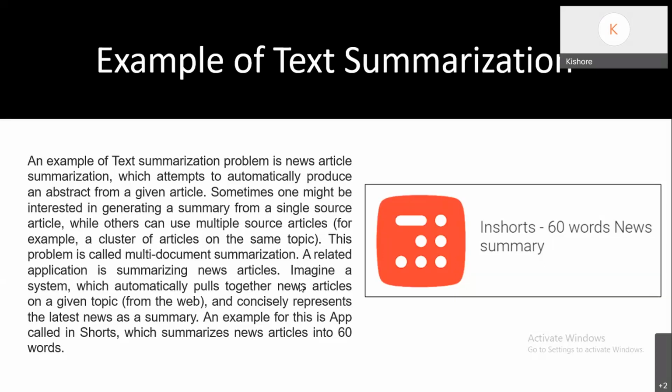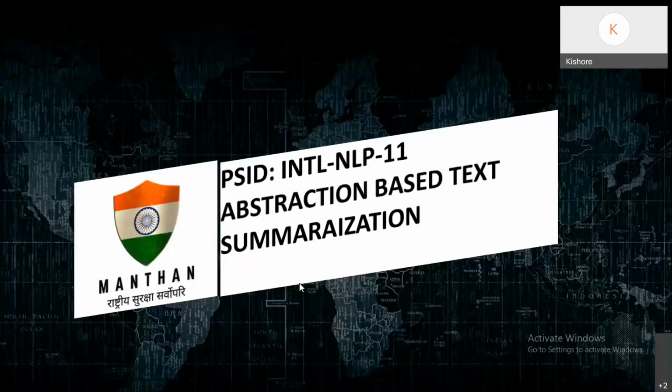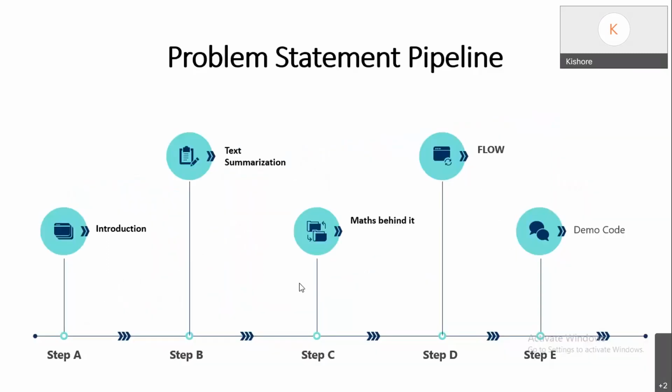Fine. So as of now, you have understood what text summarization is. Just a small recap: the topic is abstract-based text summarization, and the problem statement number is INTL NLP 11. I just explained the flow of what we are going to do. We will talk in depth about what text summarization is, then move on to the mathematics behind it, then the steps we need to follow, and finally the demo code.